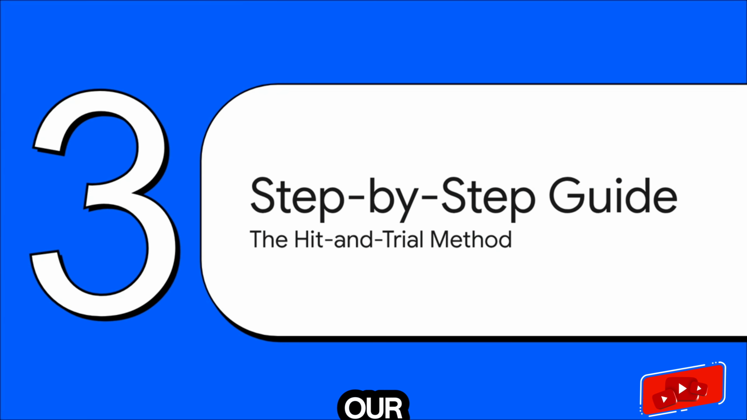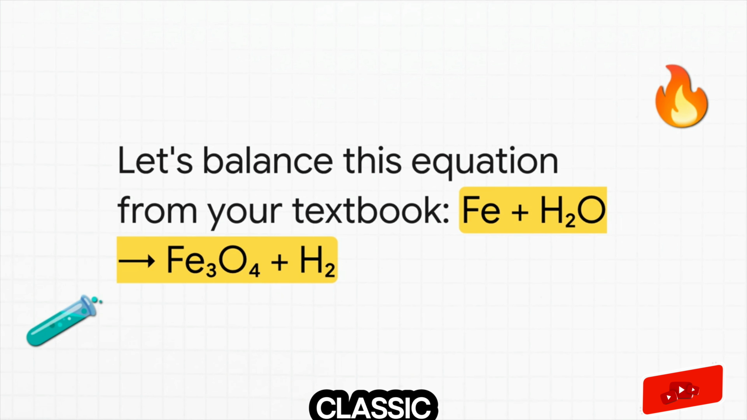All right, let's get our hands dirty. The method your NCERT textbook talks about is called the hit and trial method. But don't let the name fool you. This isn't just random guessing. It's a really logical, step-by-step process. We're going to use this classic example straight from your textbook. We've got iron reacting with water or steam to form iron oxide and hydrogen gas. You can see right away it's totally unbalanced.